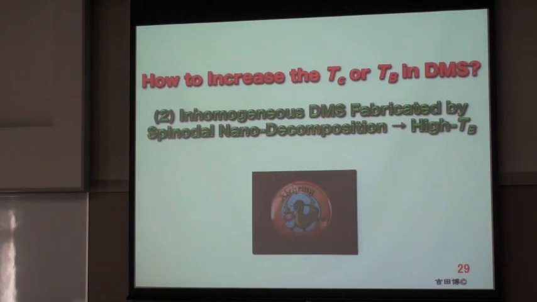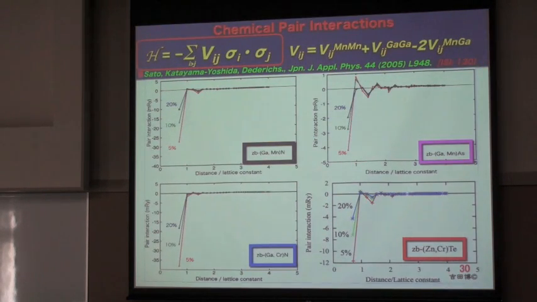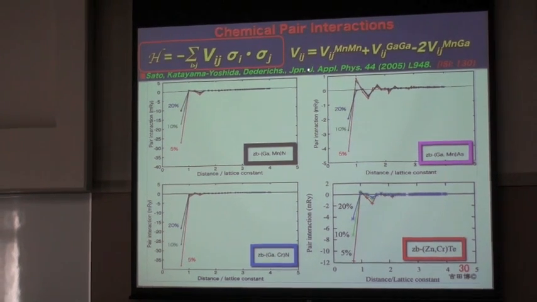Okay, now I would like to move on. The previous talk was just about a homogeneous system. Now we should discuss an inhomogeneous diluted magnetic conductor fabricated by spinodal nanodecomposition. In this case, we can design a high blocking temperature very easily. This is the effective chemical pair interaction between, for example, manganese and manganese as a function of the distance like this. This is the manganese-manganese interaction, and germanium-gallium for manganese-gallium like this. This VIJ is the effective chemical pair interaction.